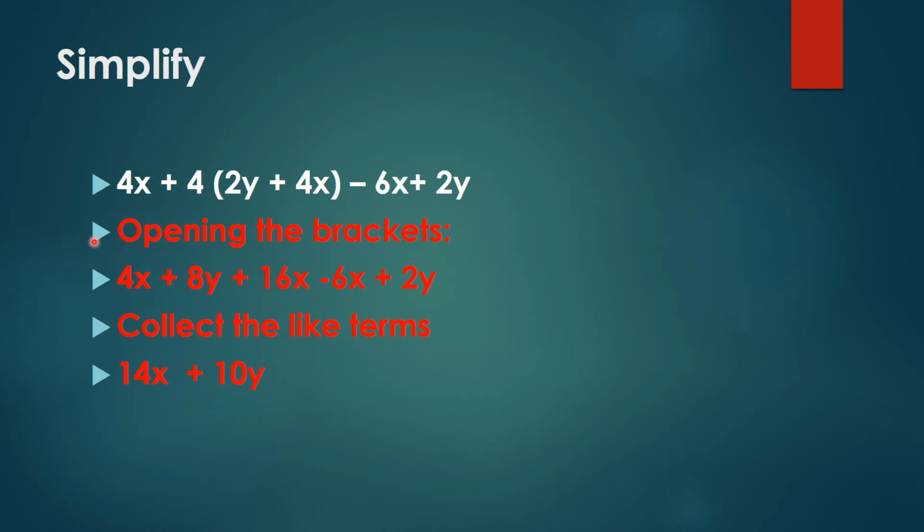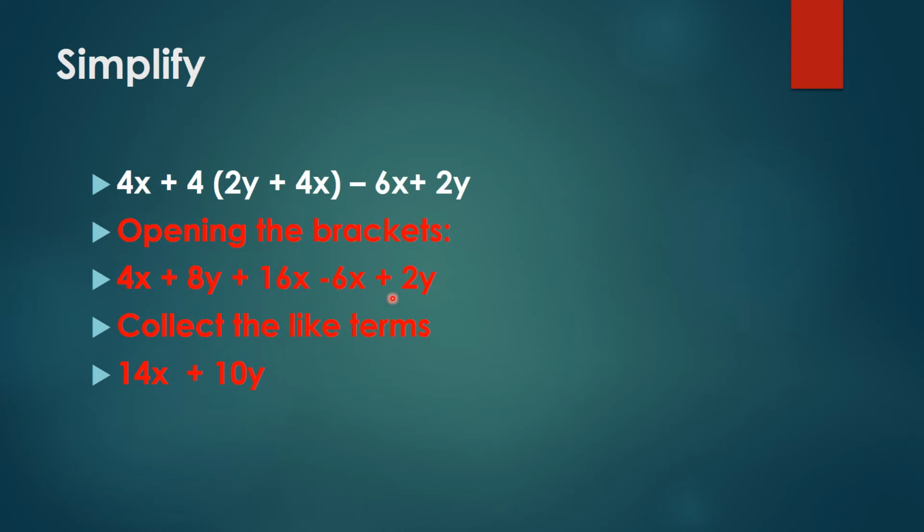So opening the brackets, here there's no bracket, it's just 4x plus 4 times 2y is 8y, plus, I'm writing this sign which is here, 4 times 4x is 16x, then I'm writing this sign which is here, minus 6x plus 2y, because there's no bracket here. So let me collect the like terms very fast.